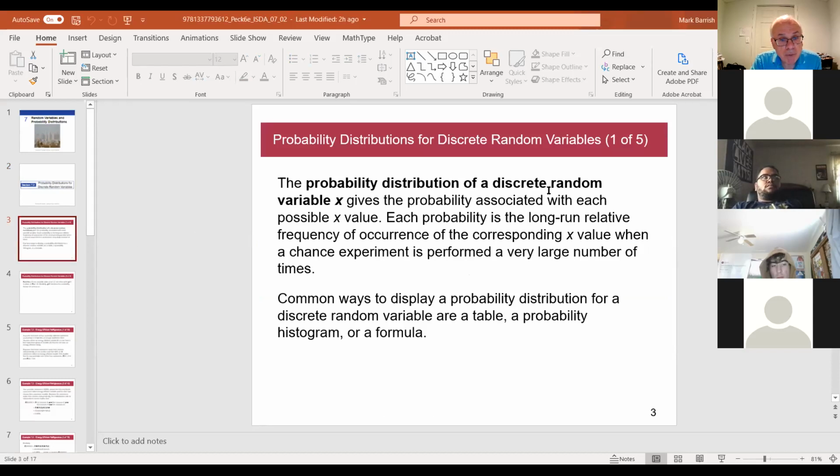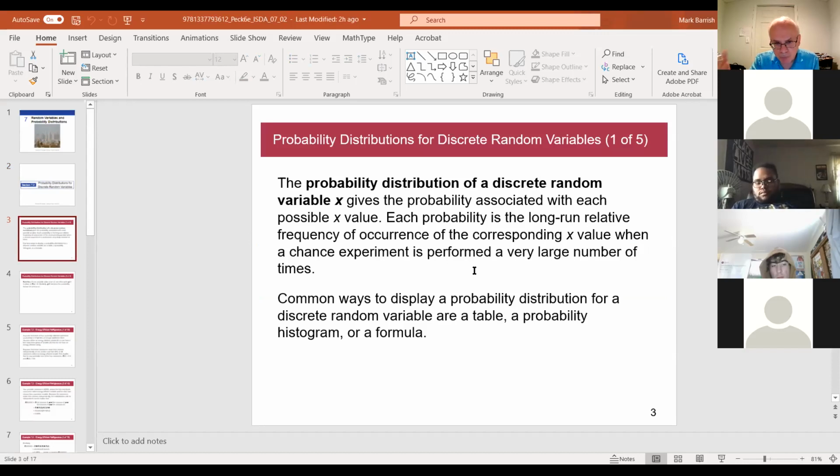So, the probability distribution of a discrete random variable gives the probability associated with each possible x value. Each probability is the long-run relative frequency of occurrence of the corresponding x value when a chance experiment is performed a very large number of times.